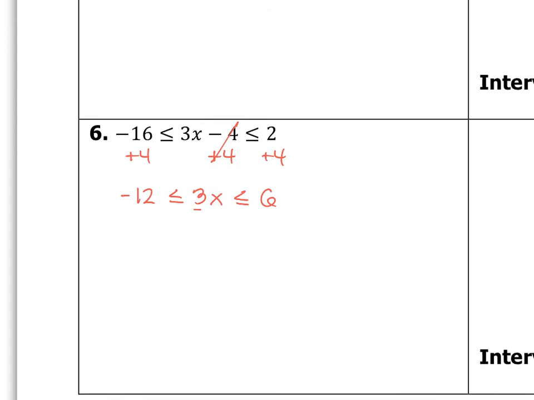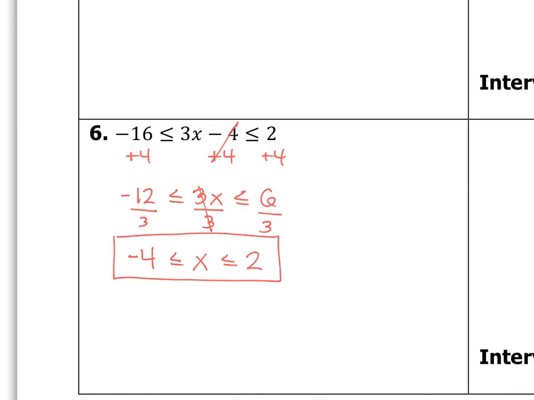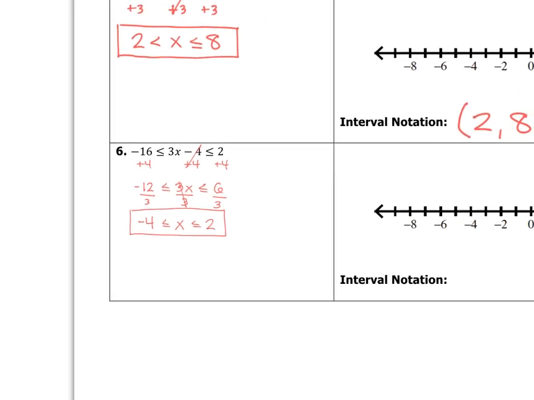Then I need to divide by 3 to isolate x. So I'll do that on the far left and the far right. And I get negative 4 less than or equal to x less than or equal to 2, which means that x is between negative 4 and 2.